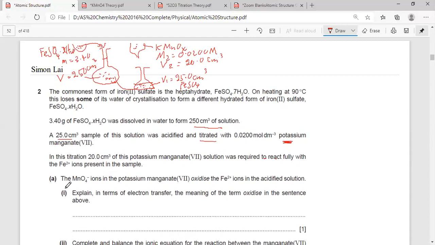Now they ask: the MnO4- in potassium manganate(VII), why 7? Because it's +7, oxidizes Fe2+ in acid. Oxidizes means change to Fe3+. Explain in terms of electron transfer. Remember, they want this: oxidation is when electrons are lost. That's oxidation.